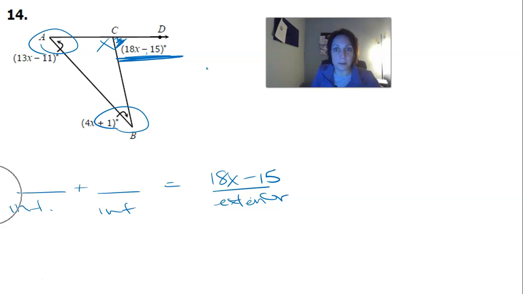All right, let's see. 13. I'm going to use that from now until the day I retire when I teach the exterior angle theorem. I got angles on the other side.